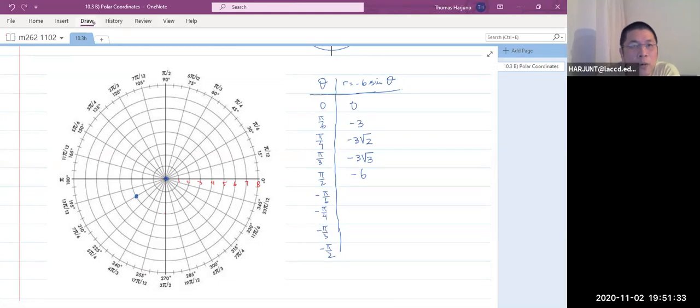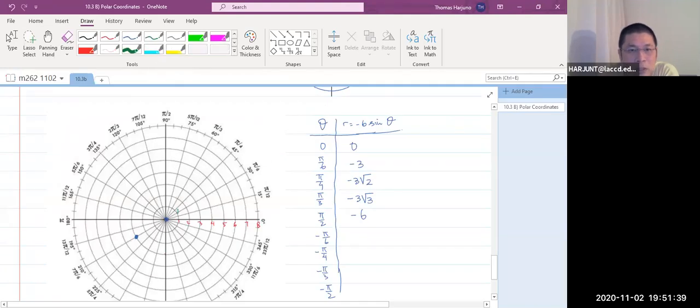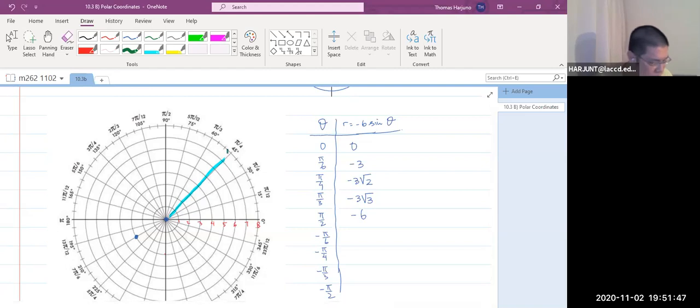Pi over 4, but I shoot backward -3 radical 2. What is -3 radical 2 in decimal? That is 4.24, approximately 4.25. How about 3 radical 3? Approximately 5.2.